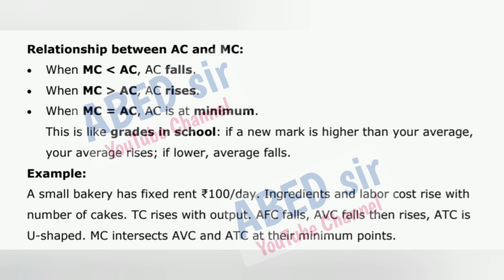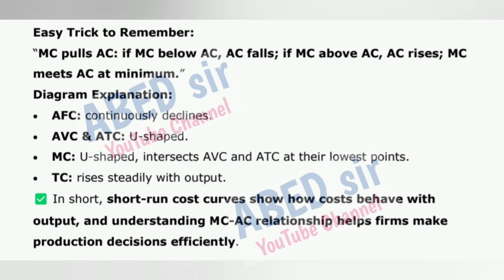Example. A small bakery has fixed rent of 100 rupees per day. Ingredients and labor cost rise with the number of cakes. TC rises with output. AFC falls, AVC falls then rises, ATC is U-shaped. MC intersects AVC and ATC at their minimum points. Easy trick to remember: MC pulls AC. If MC is below AC, AC falls; if MC is above AC, AC rises; MC meets AC at minimum.